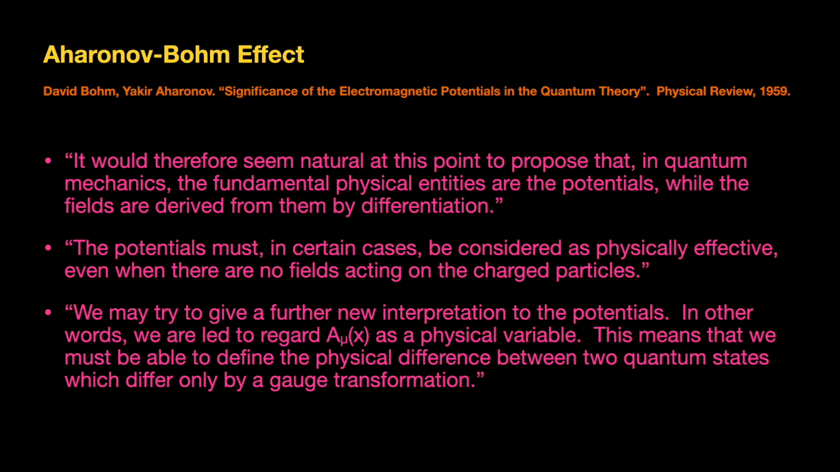We may try to give a further new interpretation to the potentials. In other words, we are led to regard the electromagnetic potentials as physical variables. This means that we must be able to define the physical difference between two quantum states which differ only by a gauge transformation. And this is a polite way of saying that gauge invariance is malarkey, because the potentials are real things. You can't just arbitrarily change them around.